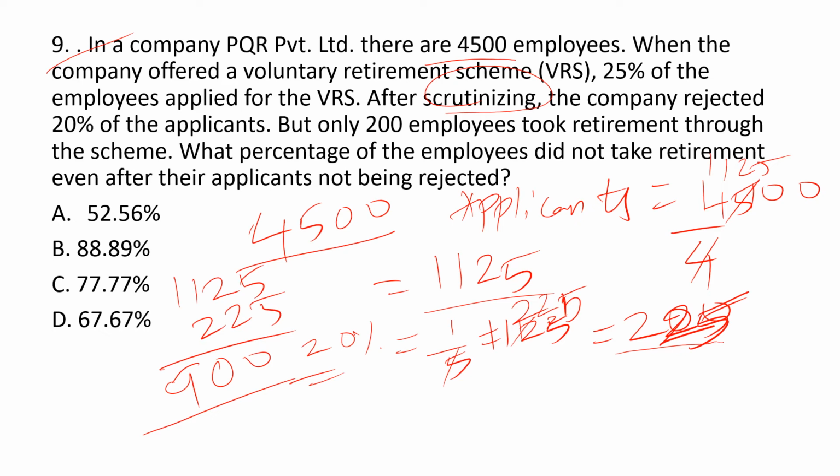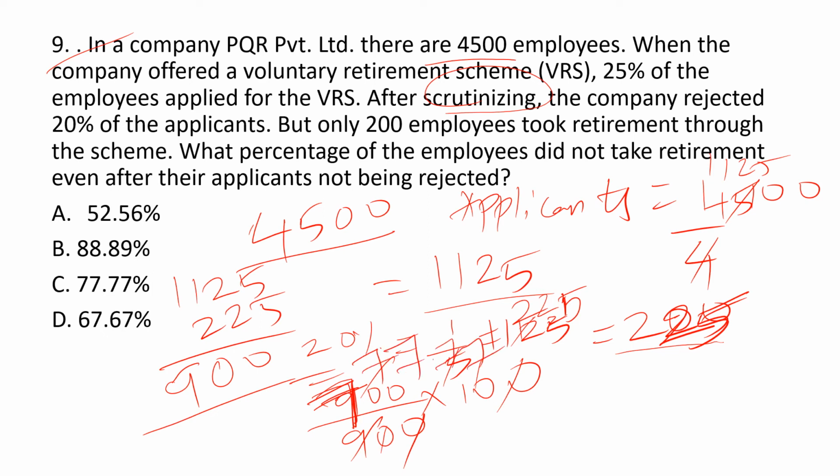So if only 200 had taken, how many are left? 900 minus 200, 700. So this is the number of people who did not take retirement even after the non-rejection of their application. So we need to find this percentage. 700 by 900 into 100. 0s cancel. We get 77.77. C is the right answer, friends. Still, if you have any kind of doubts, you guys can ping in the comment section.